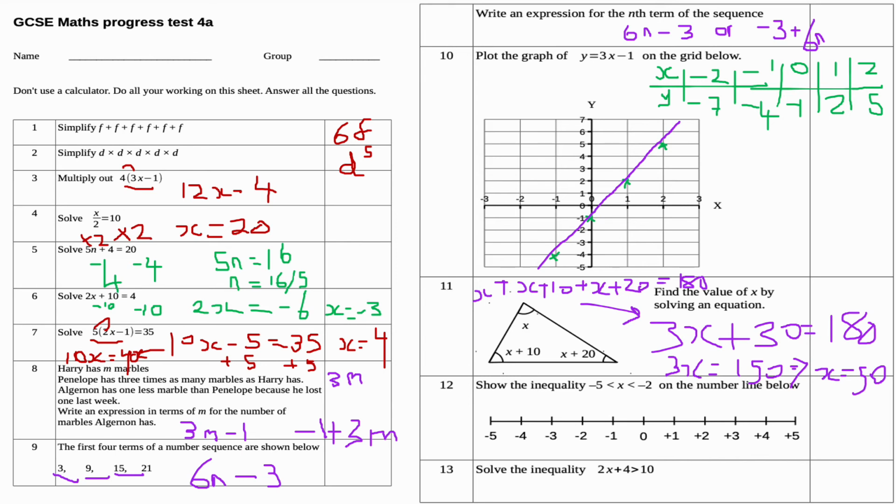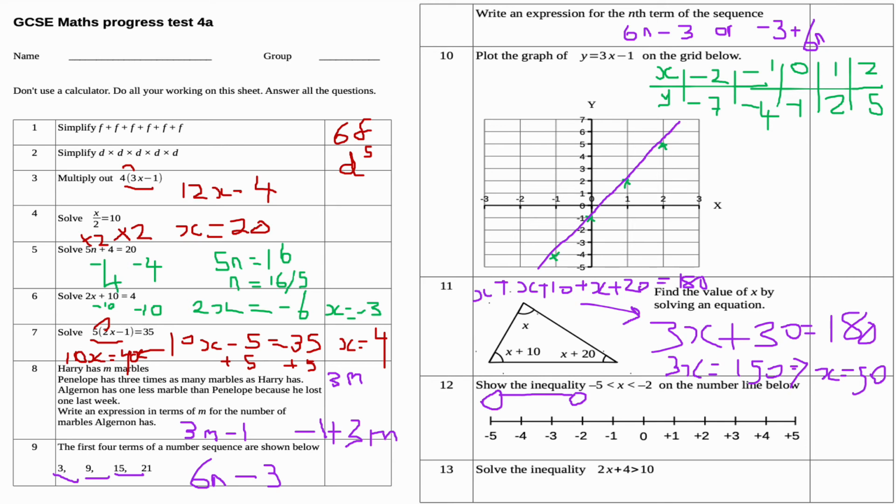Okay, this is question number 12. Show the inequality minus 5 is less than x and less than minus 2 on a number line. So it is going to be a hollow circle, because it's not got an equal sign, and then it's going to minus 2. It's also a hollow circle at minus 2 because it's not got the line below it, so it's not less than or equal to or greater than or equal to. So it's just a hollow circle.